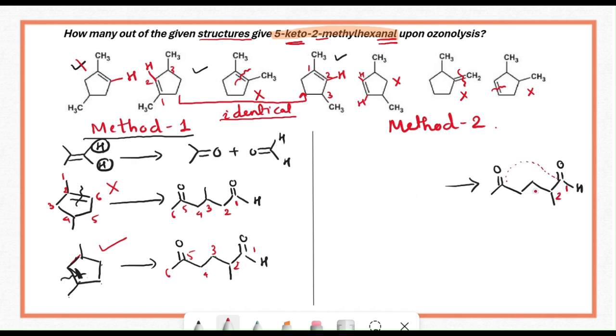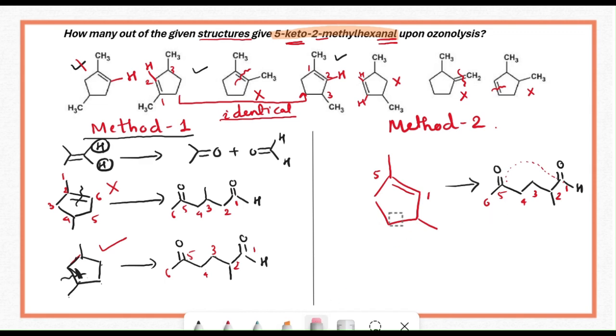See here, the bond formation is between first and fifth. That means it has to be a 5-membered ring. So if I take this as first and this as fifth, the bond is formed here. And at second position, there is a methyl like this. Between first and fifth, there will be a double bond also. Only then you can do ozonolysis, isn't it? And at fifth position, there is one more methyl like this.